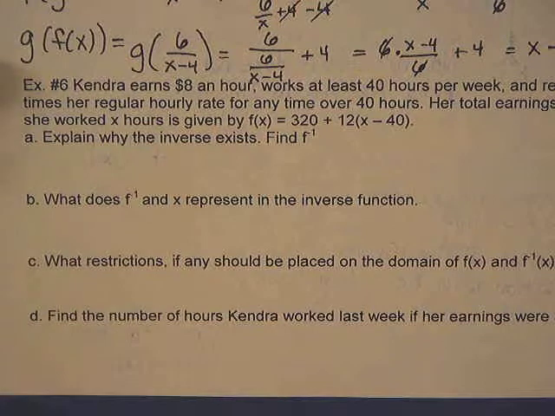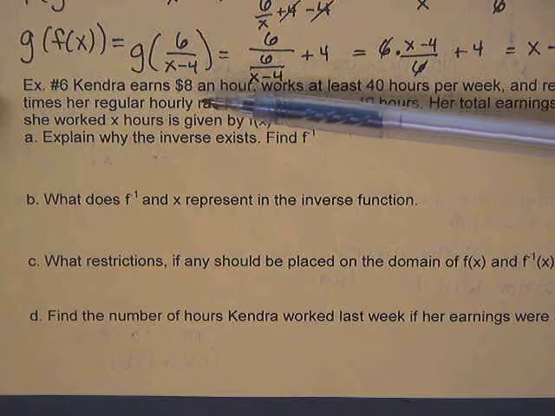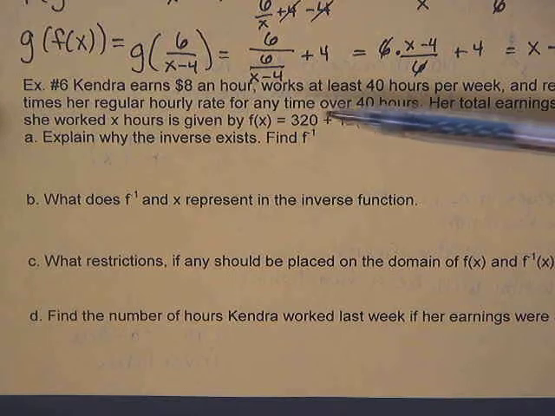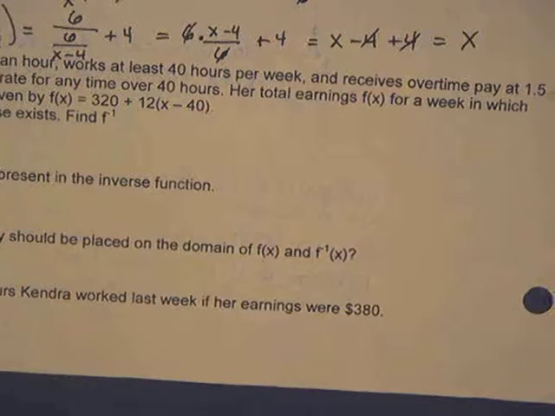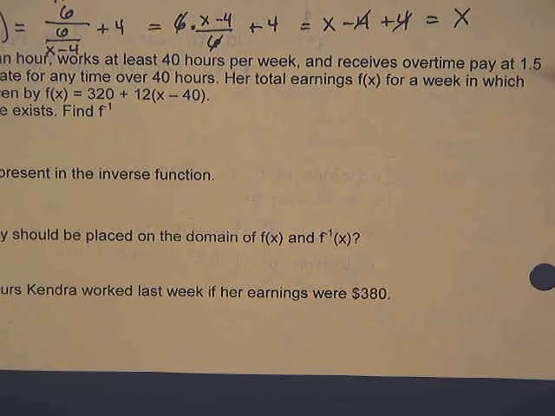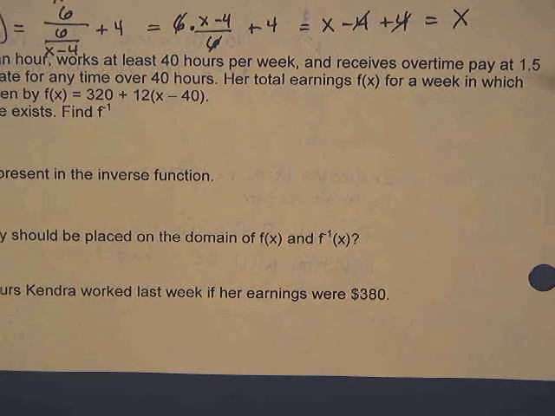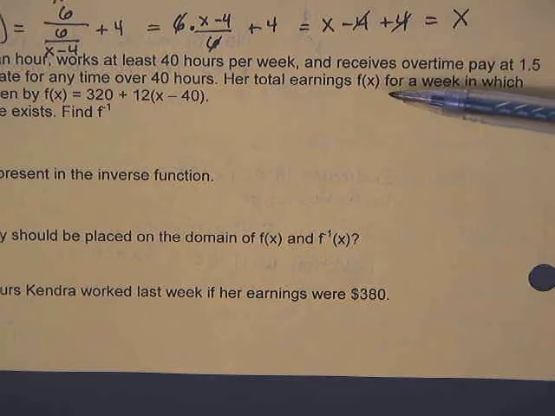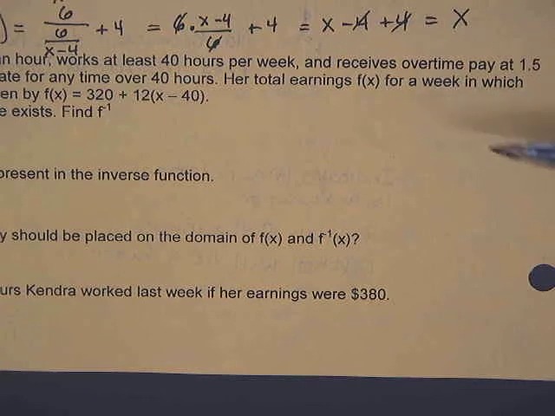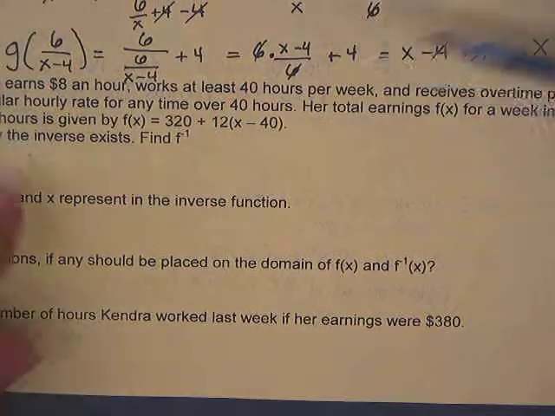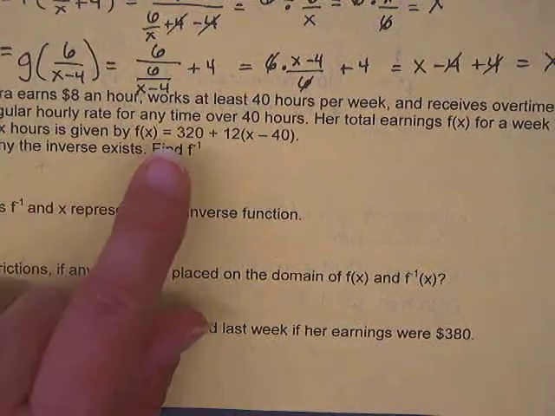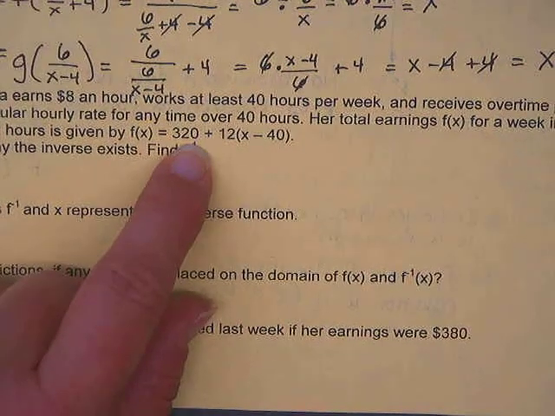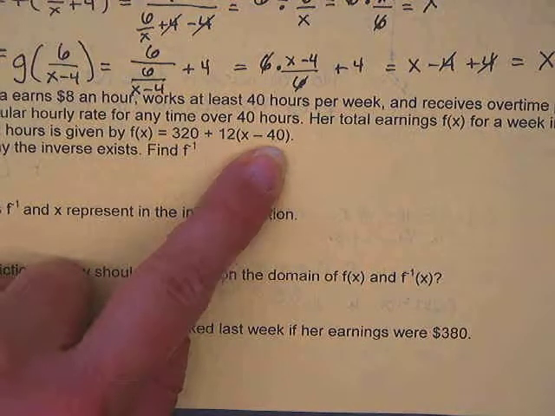So this is Kendra has a job where she's earning $8 an hour, and she always works 40 hours per week. After that, she receives overtime pay of 1.5 times her regular rate for any time over 40 hours. Her total earnings is f of x for a week in which she works x hours, so x is the number of hours that she works, or our input is hours. The function is f of x equals 320 plus 12 times x minus 40.